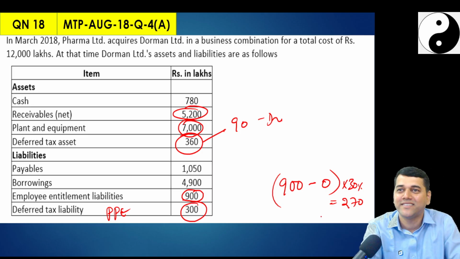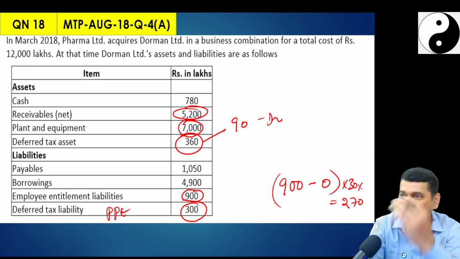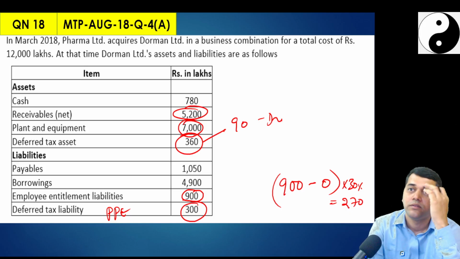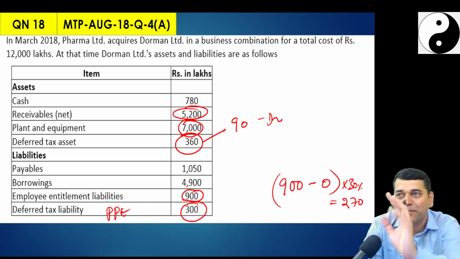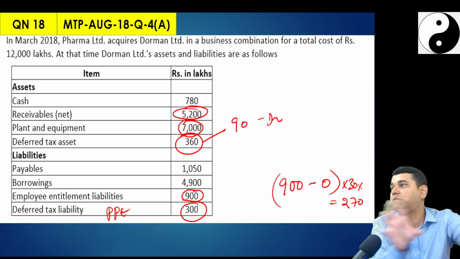It is an asset. Why? Because it is a liability, no? Tell me. See, we did this. You said business combination is difficult. Business combination is not difficult. It's a very simple thing. All the adjustments will come from different places now.